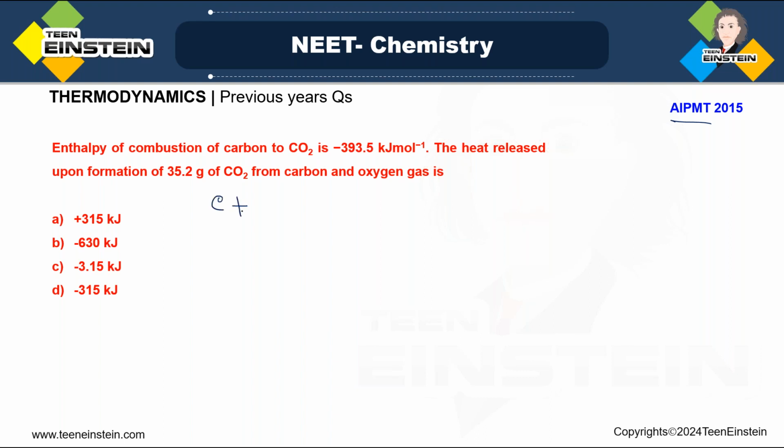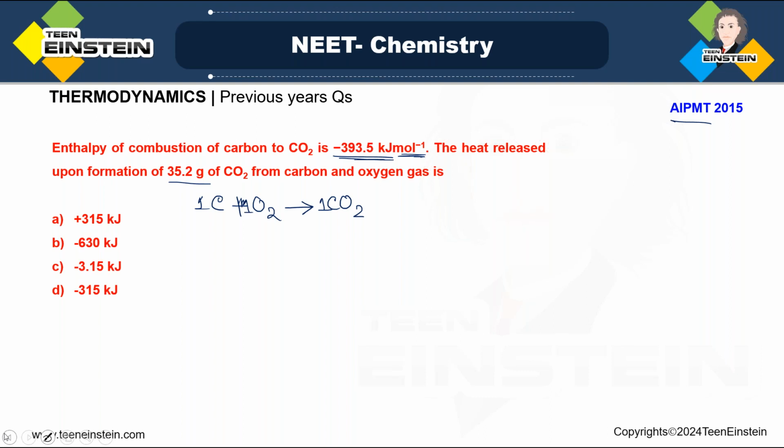Okay. So enthalpy of combustion of carbon to CO2. That means you are reacting carbon and oxygen and you are getting CO2. So for this process, the energy released, because it is combustion, it will always be exothermic. Heat released is given. The heat released upon formation of 35.2 gram of CO2 from carbon and oxygen. Now, this amount is only for 1 mole. So when there is formation of 1 mole of CO2, starting from 1 mole carbon and 1 mole oxygen, then this amount will be released.